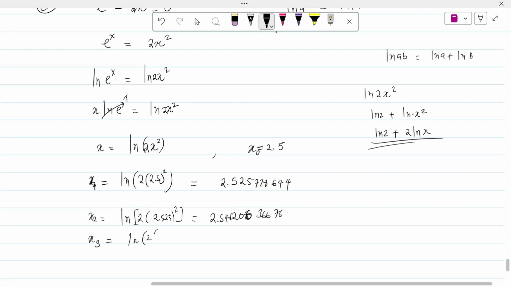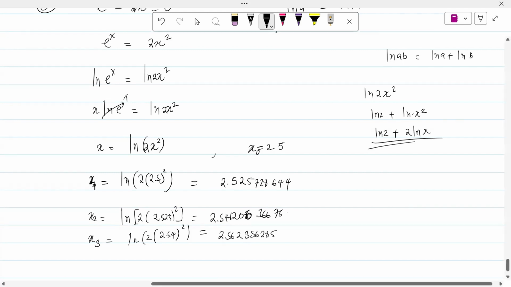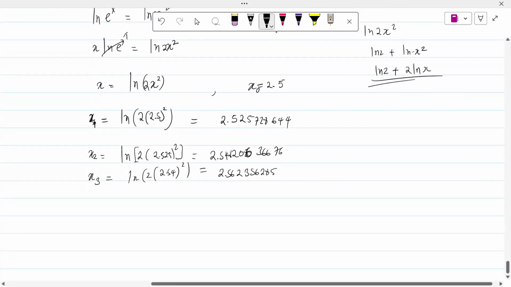We're trying to do that. Okay, whatever squared there, what do you get? Natural log of 2 times the answer squared. I'm getting 2.562356285. So you see you can actually try, and you'll be approaching 2.6. Try as many iterations as possible until you are tired.